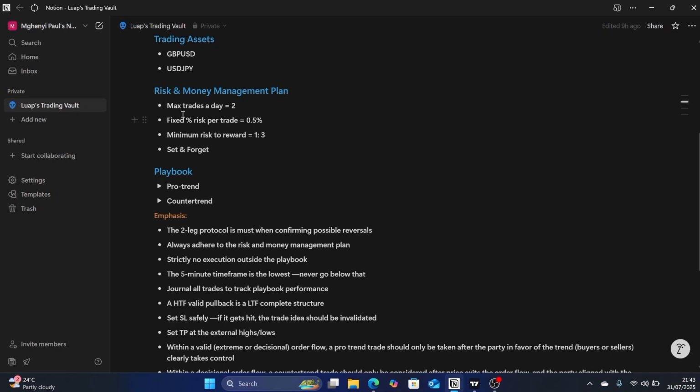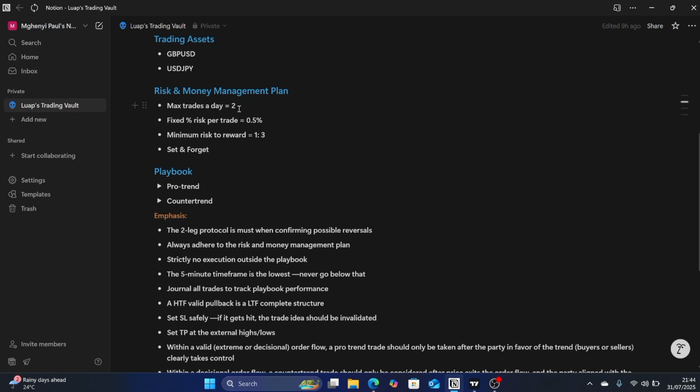So, max trades a day. I know that if you're monitoring multiple pairs, maybe in a day you may find more than 5 trades. But I'm not expecting you to take all of those 5 trades. I'm expecting you to filter them and choose only 1 or 2 out of those 5 that are A plus, so that you take the high probability ones.